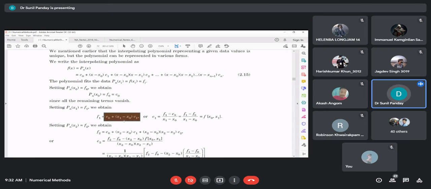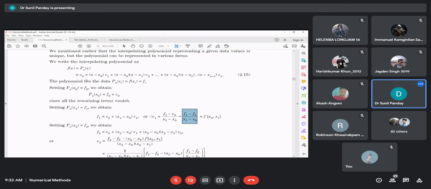So C naught plus (x1 minus x naught) into C1, and in the left hand side we have Pn of x1. But as per the interpolating condition, Pn of x1 should be equal to f of x1. C naught I already calculated in the previous step, so I will substitute the value of C naught here and I will get the value of C1. So first C naught is taken to the other side, and then divided by x1 minus x naught, so f1 minus C naught upon x1 minus x naught, and finally f1 minus f naught upon x1 minus x naught.